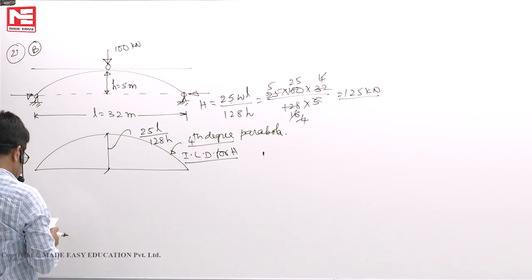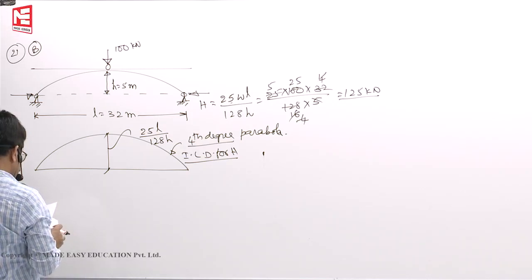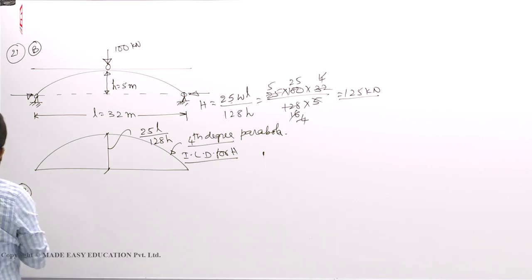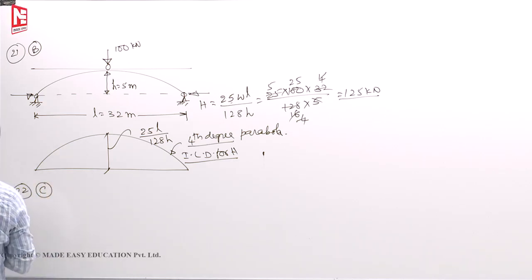A three-hinged arch shown in the above figure. The influence line for horizontal thrust, we know that central height is L by 4H. So C is the option.